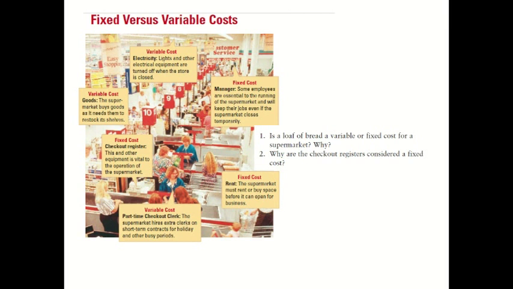Variable cost, part-time checkout clerk. A fixed cost is rent. Rent usually doesn't go up or down. And then the manager. So you have employees that do the checking and stock the shelves and stuff, and those employees can come and go. But usually managers have to stay consistently a manager. That is a position that will always be filled with someone. So that is a fixed cost.